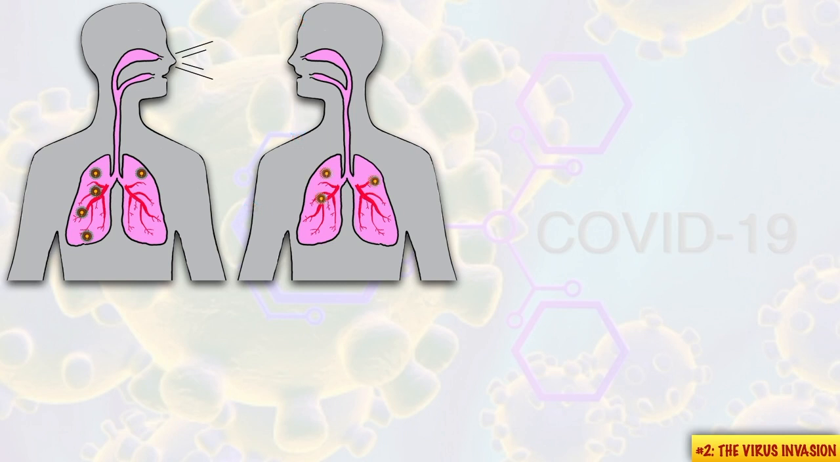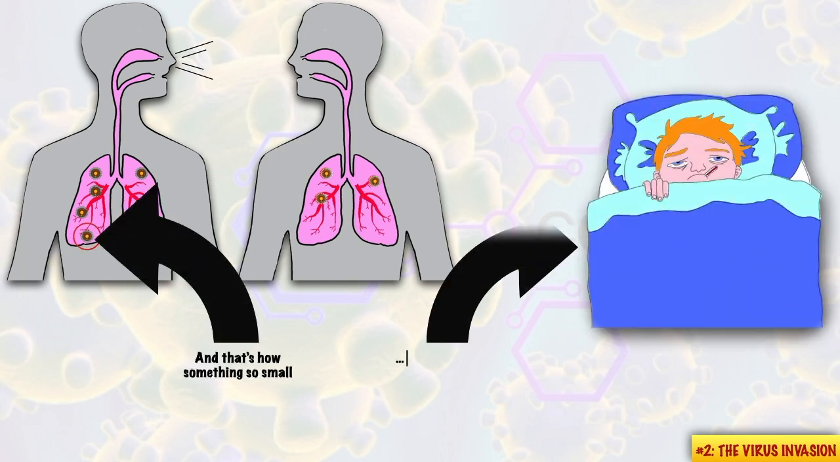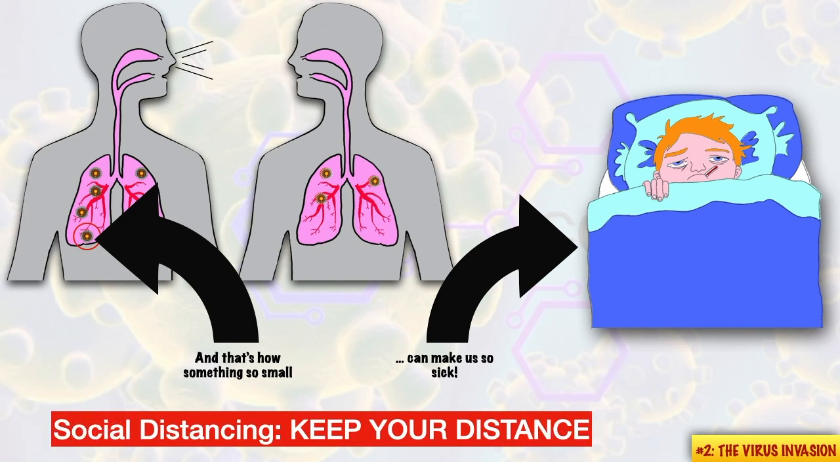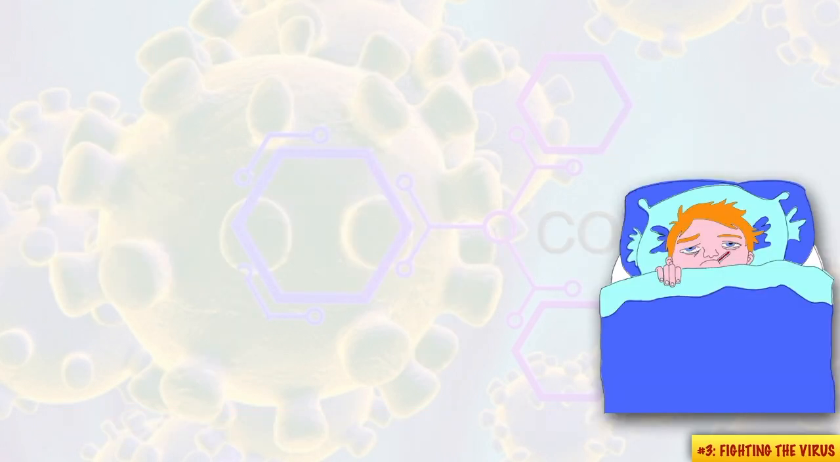The COVID virus can affect lung cells, and this can affect our ability to breathe properly and will make us ill. And that is how something so small can make us so sick. And this is why it's important to keep your distance from people while the virus is active. Now you know how the COVID virus makes us sick. In our final lesson, we will learn how our immune system can fight back at the virus.